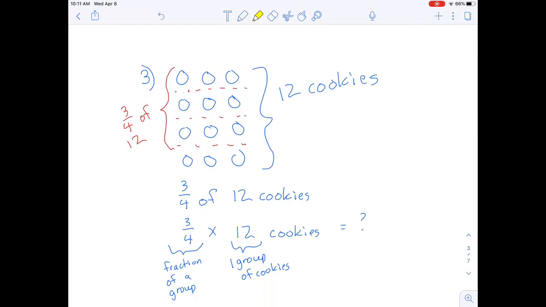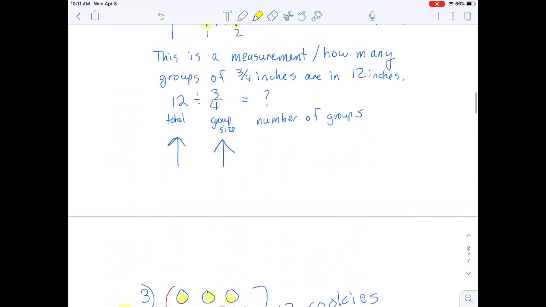So here's my 12 cookies, 1, 2, 3, 4, 12 cookies. And then I've labeled 3/4 of the 12. 3/4 of the 12, this is just going to be multiplication. I want to step back to something here, actually.